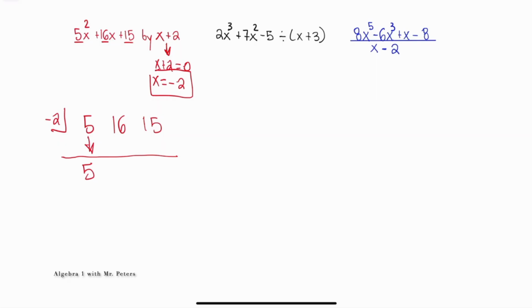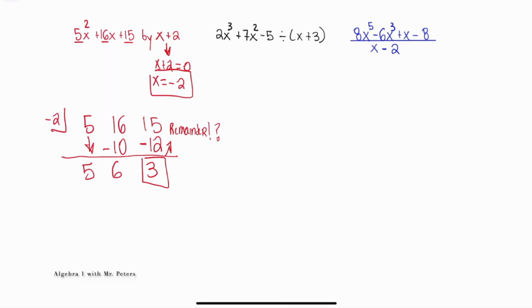So now when we multiply negative 2 and 5, we get negative 10. We add 16 and negative 10 to get positive 6. Multiply again, negative 2 and 6 to get negative 12. And we notice something different here. Once we combine 15 and negative 12, we're going to get positive 3. So compared to the first ones, we have a remainder. So what do we do when we have a remainder?